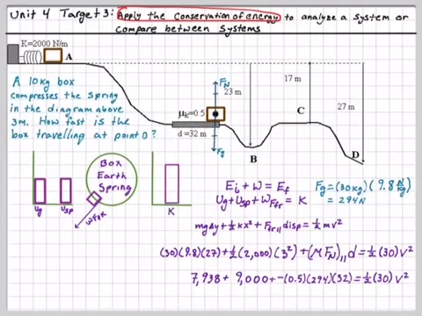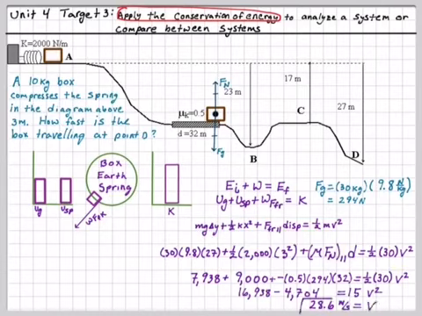And now we've got all our values, and the only unknown is velocity. So we can just do some algebra and solve for that velocity. And we find that the velocity of the block at point D is 28.6 meters per second. There you go.